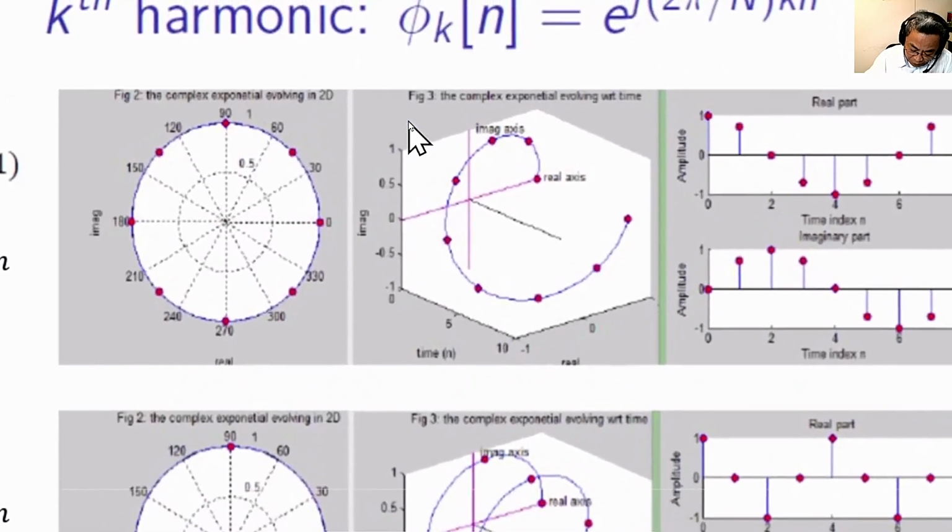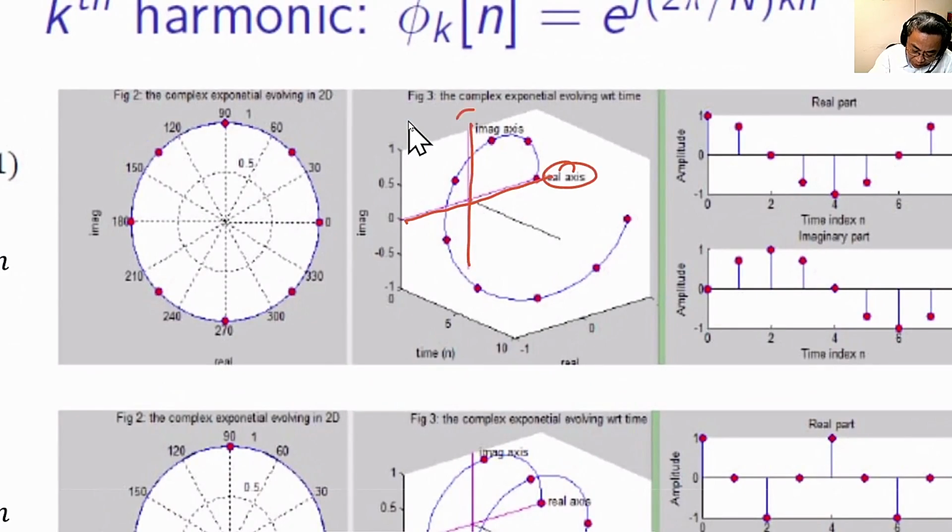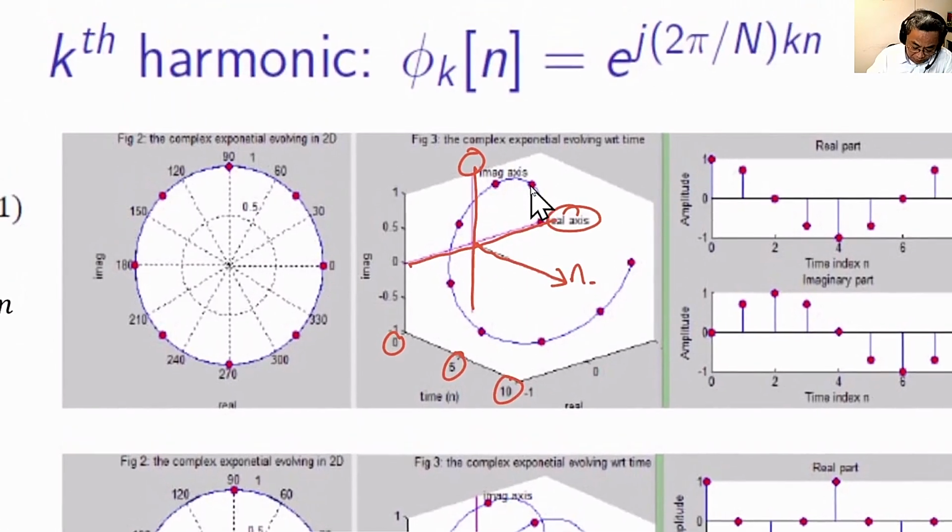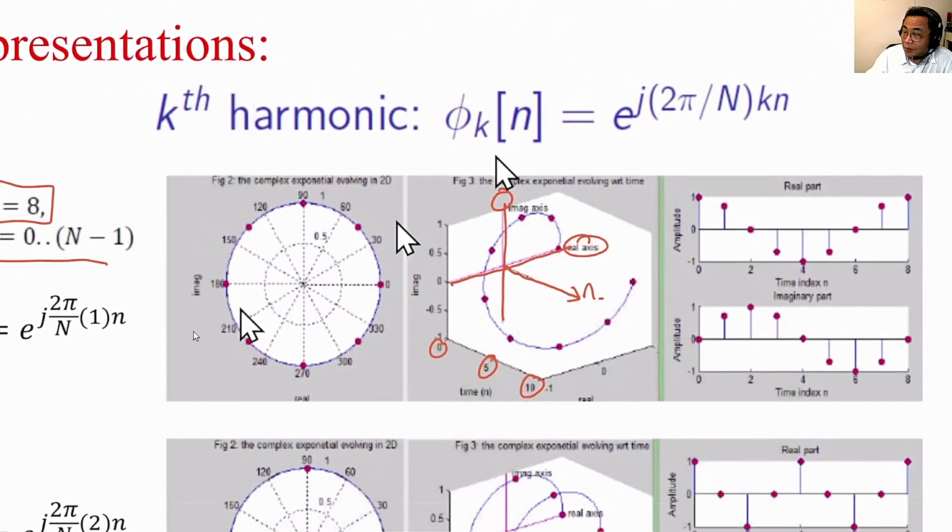Well, I draw it for you. This is the real axis, and this is the imaginary axis. And the axis coming forward is time in n. So this is n equals 0, n equals 5, n equals 10. So what is this? The first one is e^(j 2 pi over N), where N is 8 in this example, for different small n. It is this complex exponential that is rotating anti-clockwise.